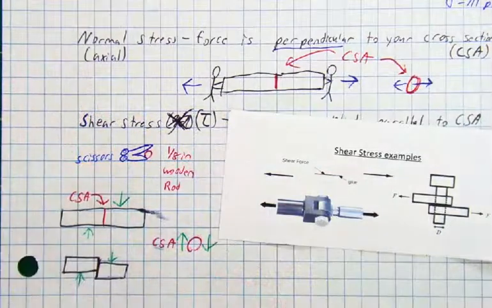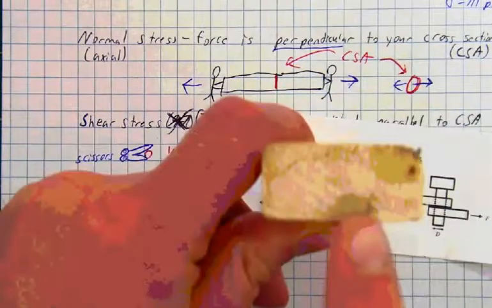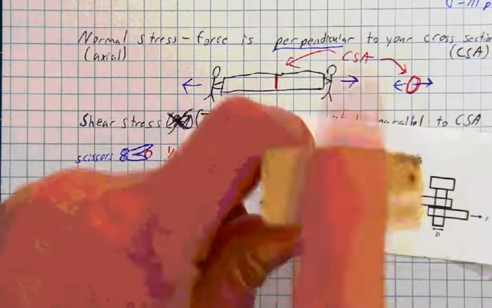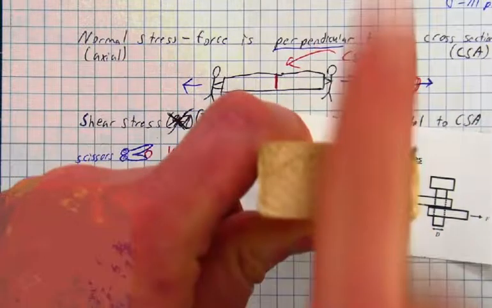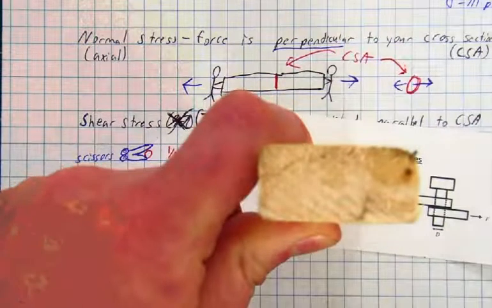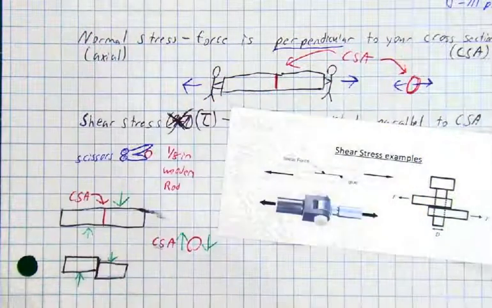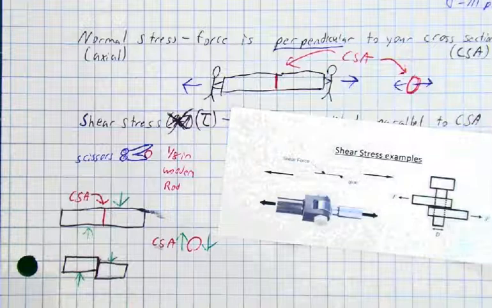So what I mean by parallel, I mean the force is going in line with our cross-sectional area. Does everybody get the idea behind shear stress and the difference between it and normal stress?